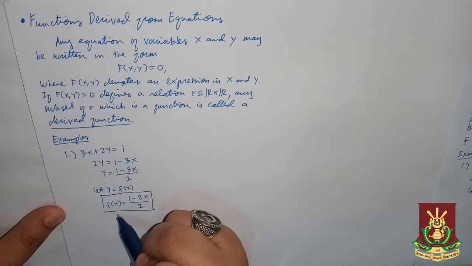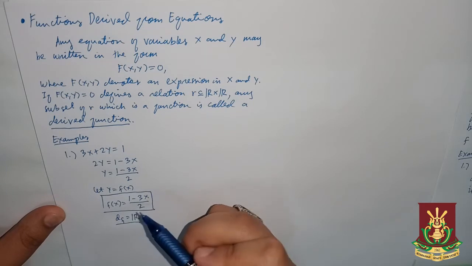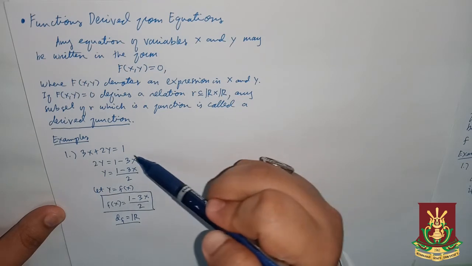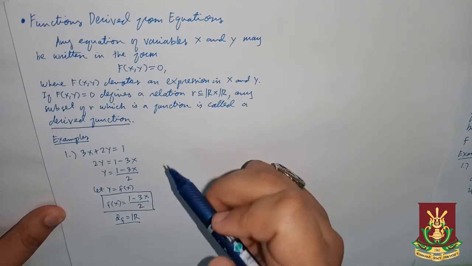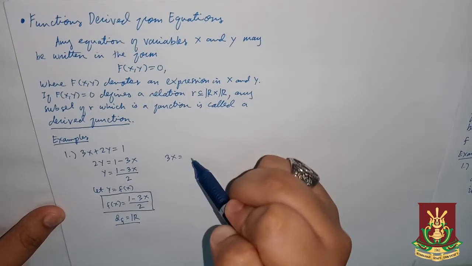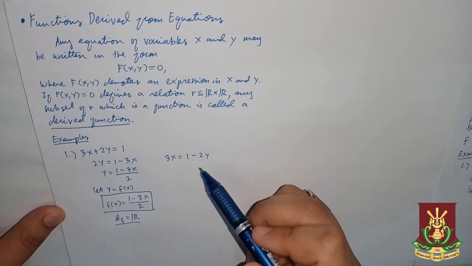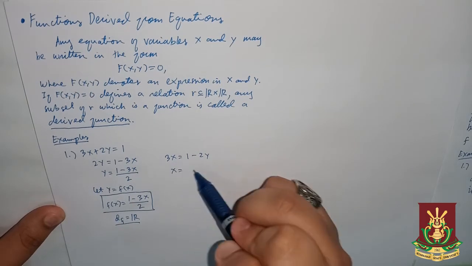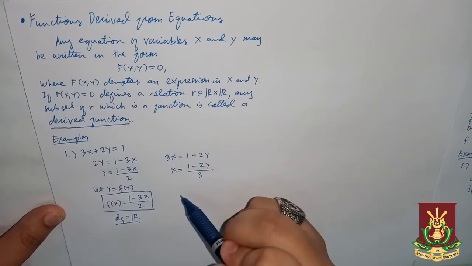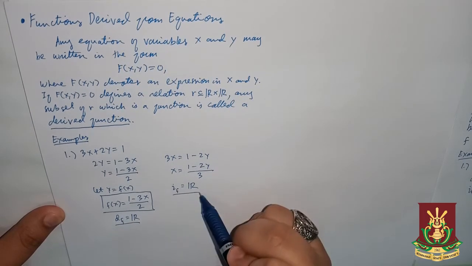Clearly, we can see that the domain of this function is the set of real numbers. To find the image, we are going to solve for x in terms of y in the given equation. To do so, notice that we can write the equation as 3x equals 1 minus 2y. When we divide both sides of this equation by 3, we will have x equals 1 minus 2y all over 3. From here, we can see that the image of f is also the set of real numbers.